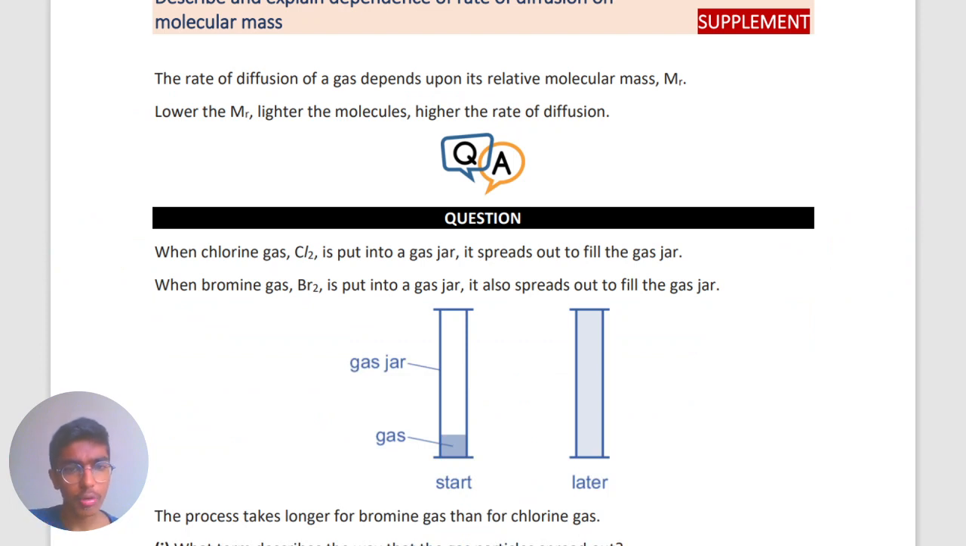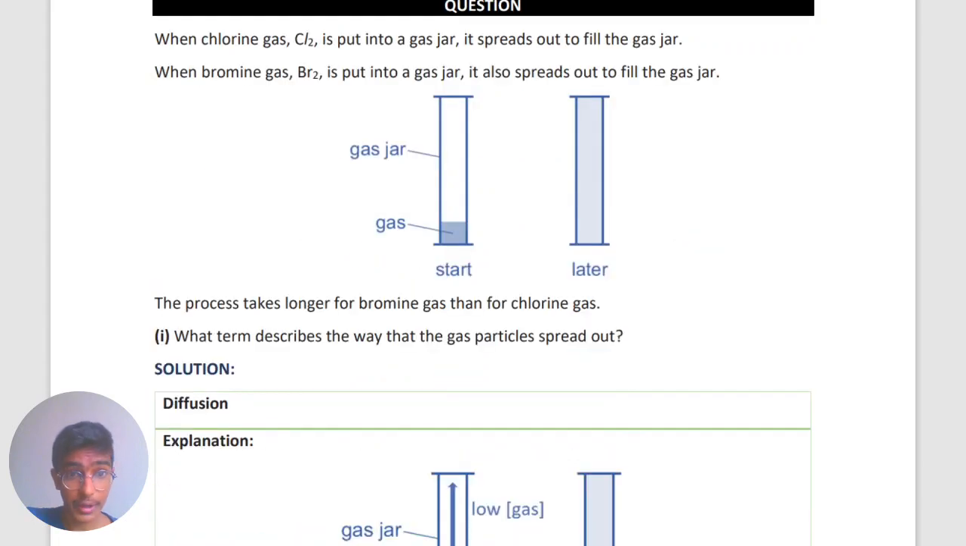So it's saying when chlorine gas is put into a gas jar, it will spread out to fill the gas jar. The bromine is put in and it will spread out to fill the gas jar. But the process for bromine takes longer. It'll take longer for the bromine gas than the chlorine gas because bromine is heavier. Okay, here we have some questions. It's saying the process takes longer for bromine gas than chlorine gas. What term describes the way that the gas particles spread out?